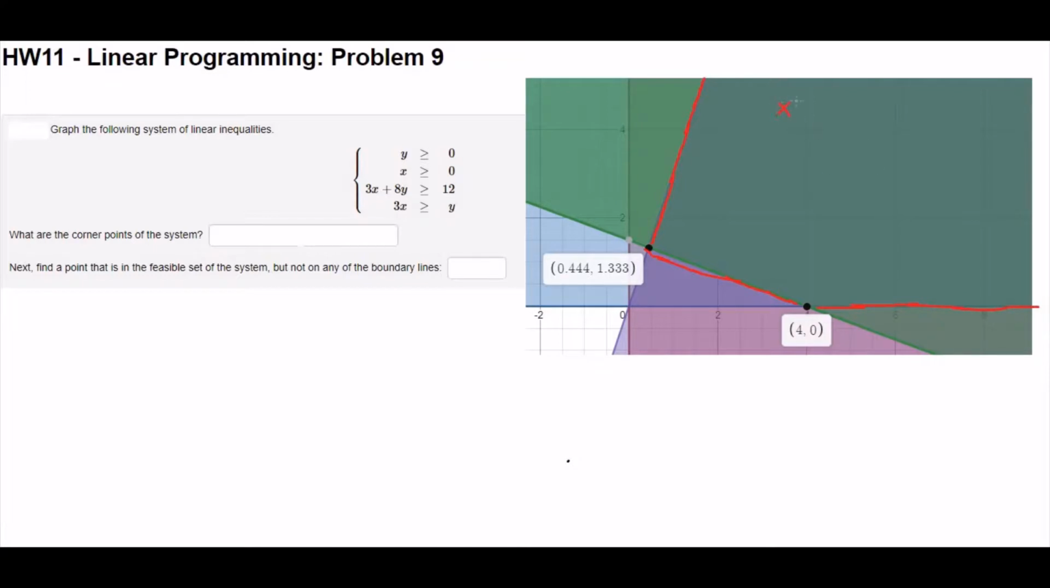Because this area is x greater than or equal to 0, y greater than or equal to 0, 3x plus 8y greater than or equal to 12, and at the same time 3x is greater than or equal to y. And these are the corners. Let's write that: (0.444, 1.333), (4, 0), and you can pick any point in this feasible region. I would like to pick (2, 2), because (2, 2) is in the feasible region.